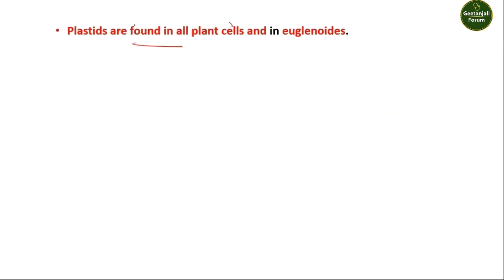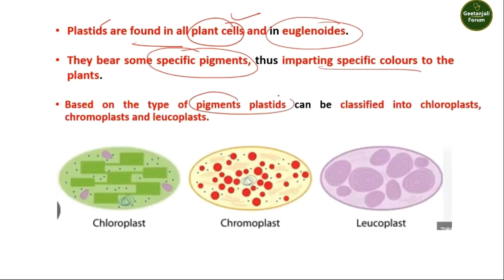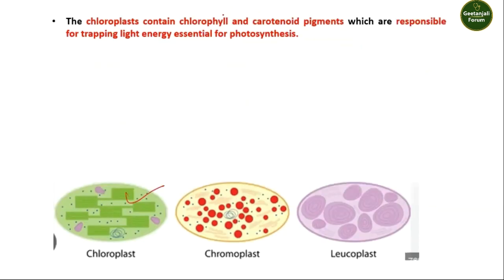Next cell organelle is plastid. Plastids are found in all plant cells because chloroplast is also a kind of plastid, and there is chlorophyll in the chloroplast in which photosynthesis takes place. Plastids are found in plant cells as well as euglenoids. Plastids have some specific pigments which provide specific colors to them. Based on the pigments of plastids, we classify them into three types. First one is chloroplast, which is green in color. Then chromoplast and leucoplast. The first one is the chloroplast, which contains chlorophyll and carotenoid pigments.